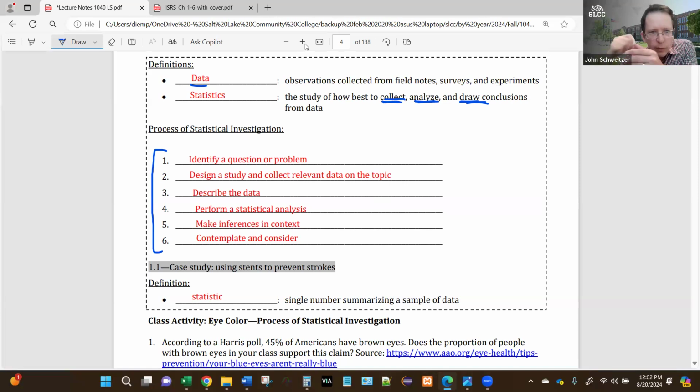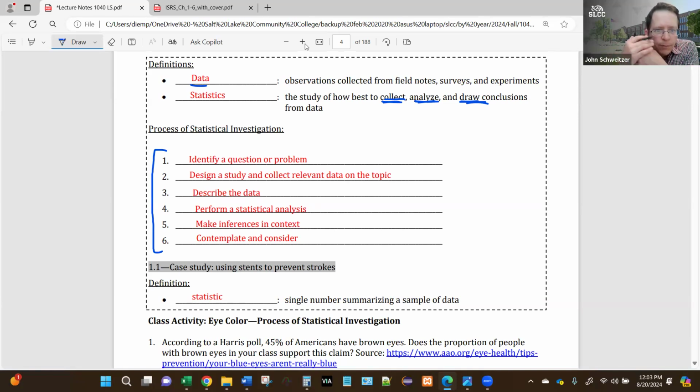Okay, so the first thing we're going to do is identify a question or a problem. Okay, so that's the first thing we always do. We have some question that we're trying to answer about the world. Okay, so something's happened and we're curious about it, or there's some problem that we're trying to fix, and so that's the beginning. We've identified something that we want to work on. Then we're going to design a study and collect the relevant data. Okay, the third step is we describe the data. Okay, so that's typically done with tables, graphics.